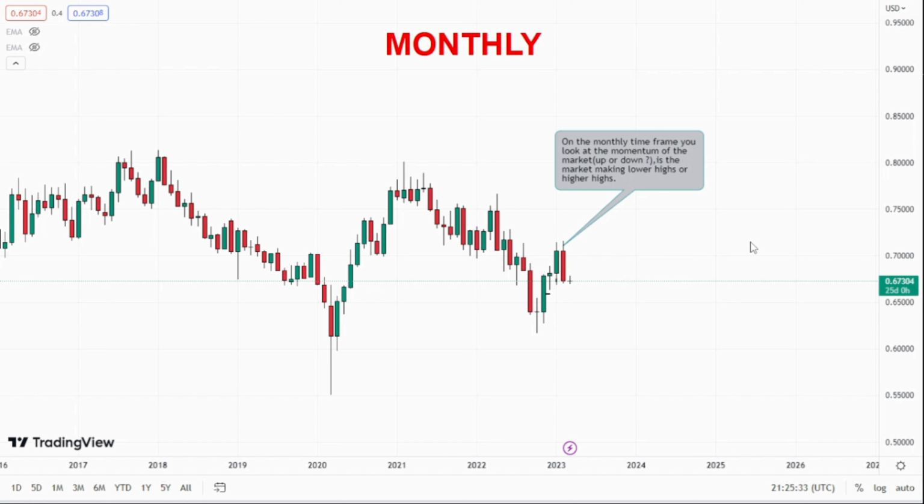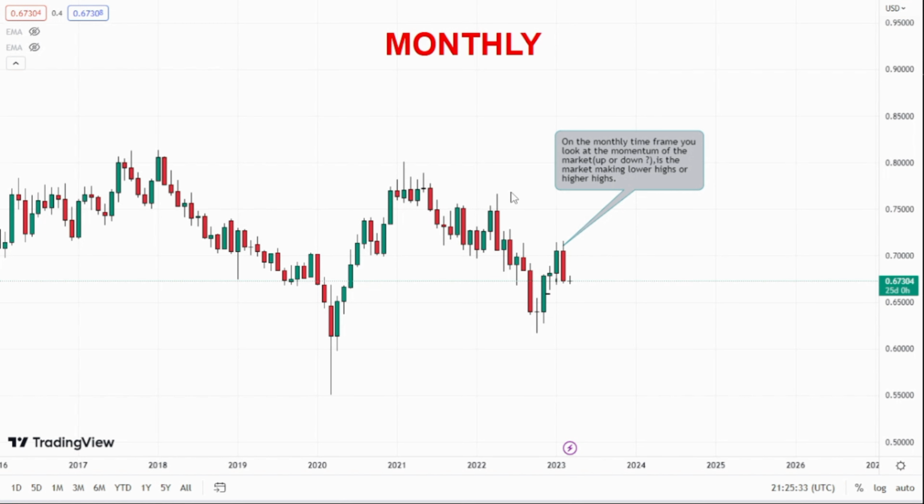So we begin how to read price action. This is the monthly time frame, and this is Aussie dollar, as you can see from the price here. On the monthly time frame, you look at the momentum of the market. Is it up or is it down?